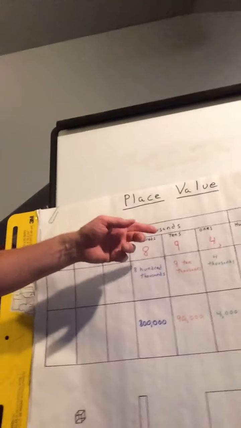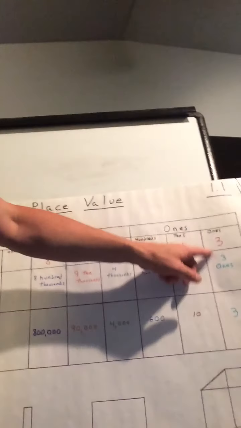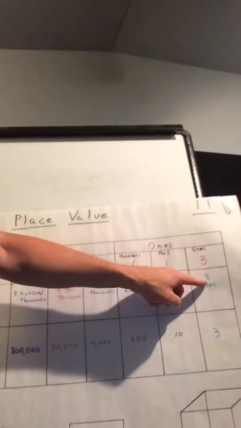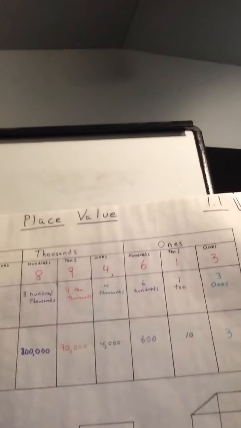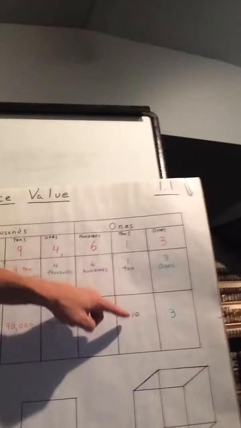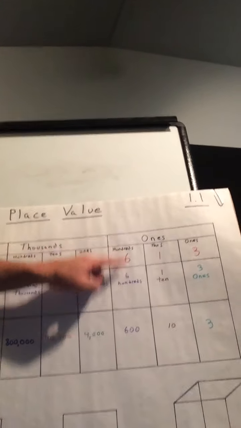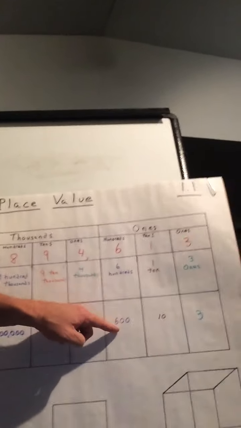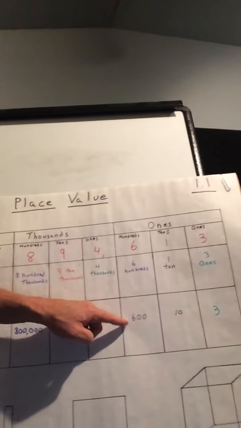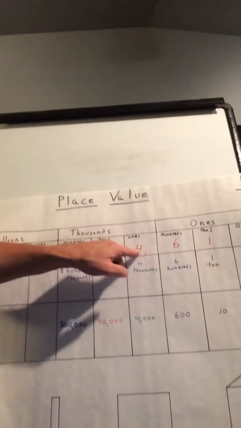So now we want to figure out what the value of this 9 is. Like I told you before, over here, in the ones place, 3 means 3 ones. We also have 1 ten, and 1 ten would equal 10. We also have 6 hundreds, which equals 600. Now we're going to go to the thousands period. Notice each period is separated by a comma. Very important to remember that.